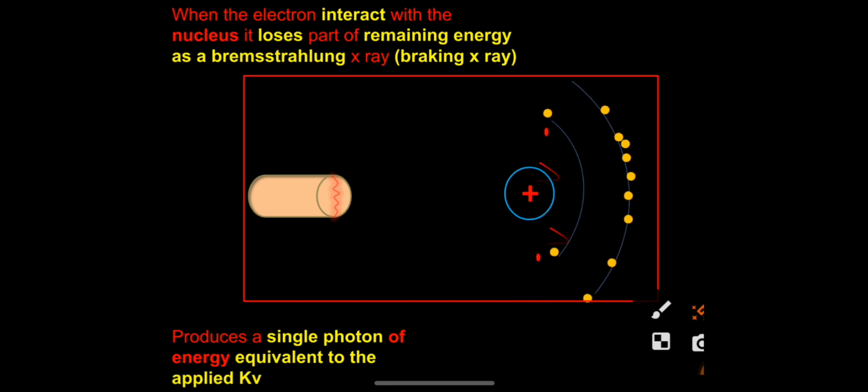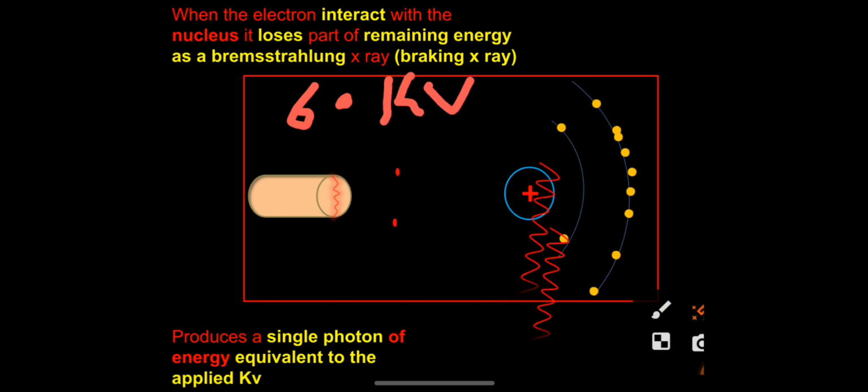In this process, each electron produces a single photon of energy equivalent to the applied kV. If we apply a tube voltage of 60 kV, the maximum energy of X-ray photons that are produced will be 60 kV.